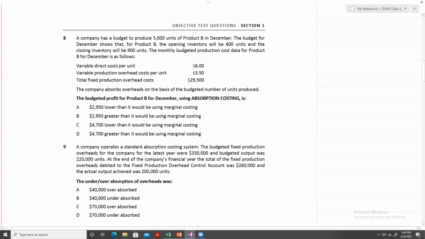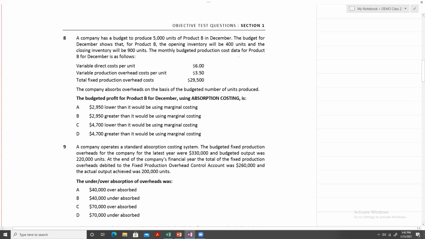Okay, now this question requires you to calculate by how much the absorption costing profit differs from the marginal costing profit, the difference in profits. We are told that the company has budgeted to produce 5,000 units of product B. This is the budgeted production. The budget for December shows that for product B the opening inventory will be 400 units and the closing inventory will be 900 units. The inventory level has increased.